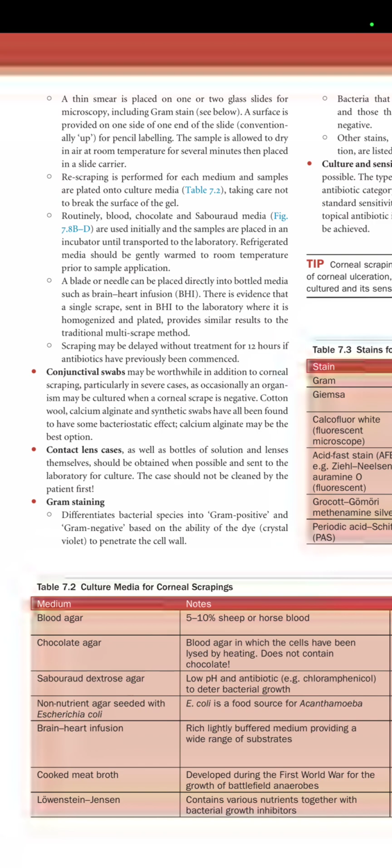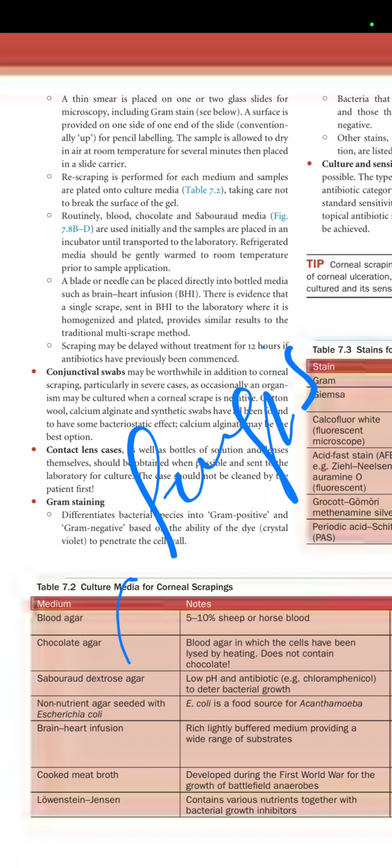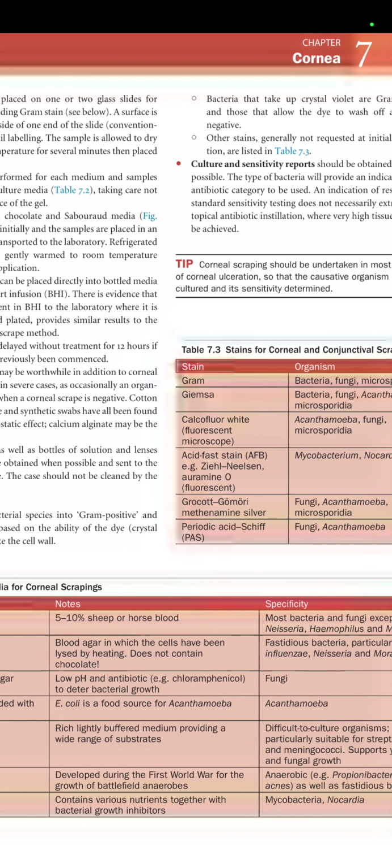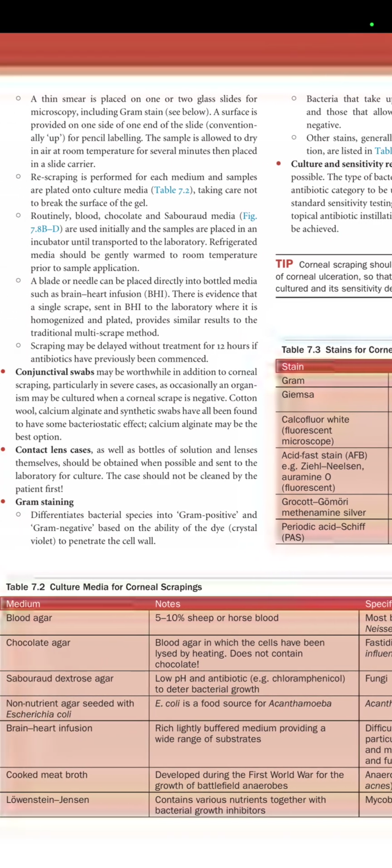medium. Then is Sabouraud dextrose agar. Sabouraud dextrose agar is basically very important for the fungus culture. It has a low pH and an antibiotic, for example, chloramphenicol, to deter bacterial growth. So why is antibiotic used? Antibiotic is used to kill any kind of bacteria so that we can only see the fungus. So it is used to identify the fungi.